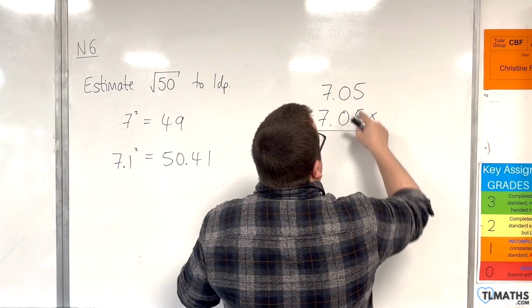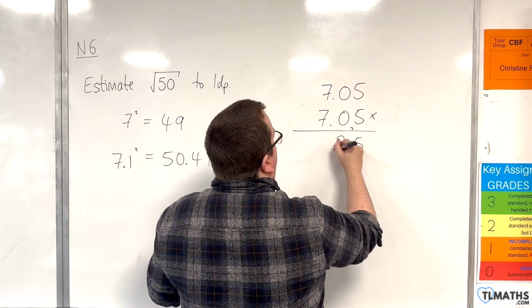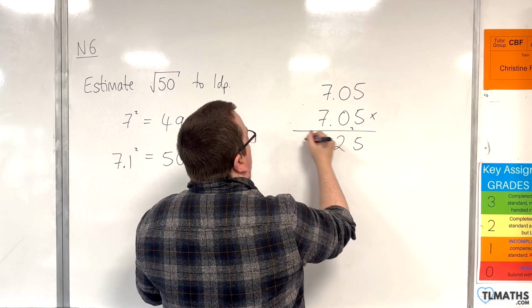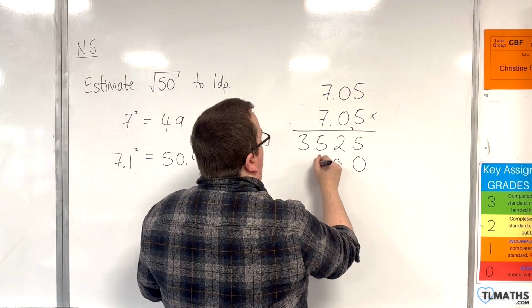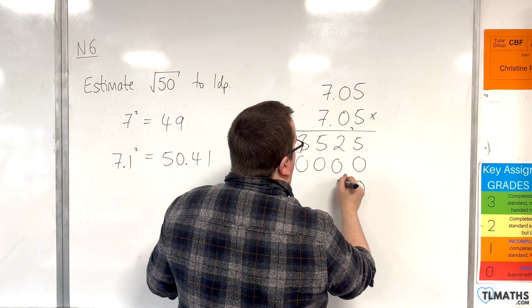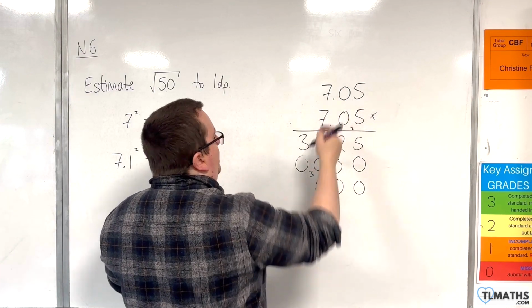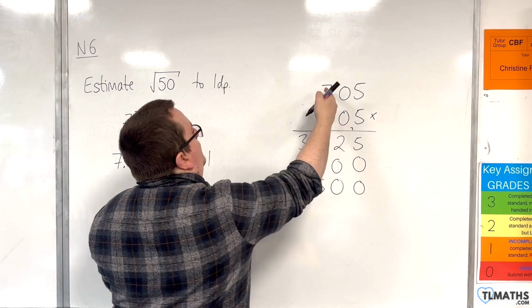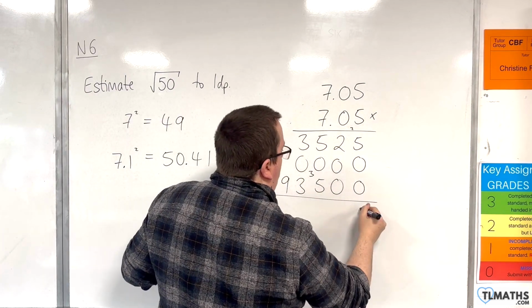So 5 times 5 is 25. 5 zeros plus the 2. 5 sevens are 35. Bring in a 0. Then we've got 0, 0, 0. Bring in 2 zeros. 7 times 5 is 35. 7 times 0 plus the 3. 7 sevens are 49. Okay, add those three together.